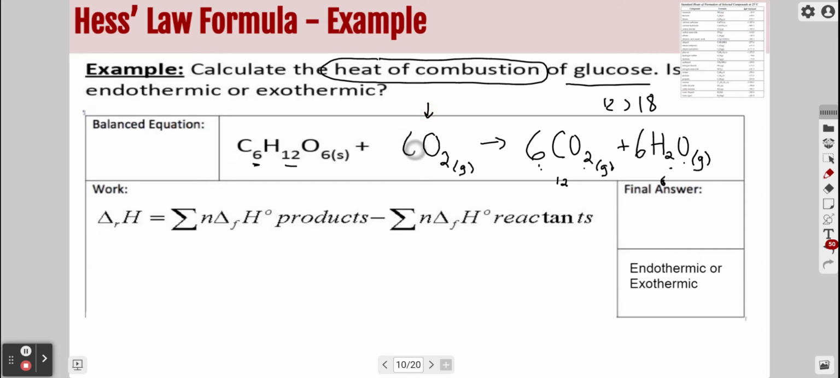So I'm going to put a 6 in front. So 6 times 2 gives me 12, plus another 6 gives me 18. So now we're at 18. If you have no idea what I did, go back and watch that balancing video, because that's step number 1. You got to be able to balance the formula of combustion. All right, now into Hess's law. Let's go into Hess's law.